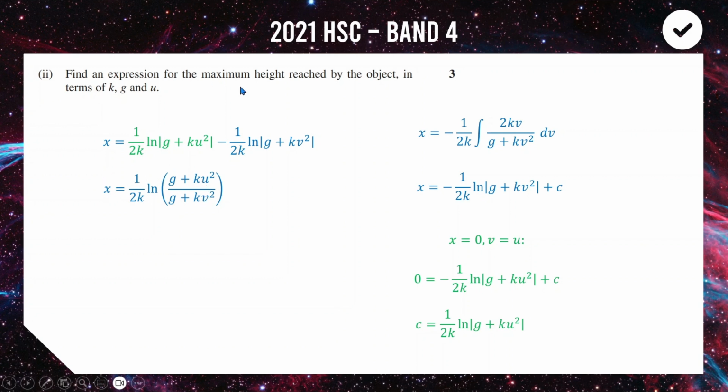We're trying to find the maximum height to finish off. And remember, like I said before, the maximum height of a projectile is when your velocity is equal to 0. So we're just going to set v equal to 0. And so we get 1 over 2k natural log of (g plus ku squared) divided by g. And that's our expression for the maximum height of the, what was it again? A particle or something? A particle. Anyway, there you go, 6 marks, 6% of the HSC done in like 10 minutes.